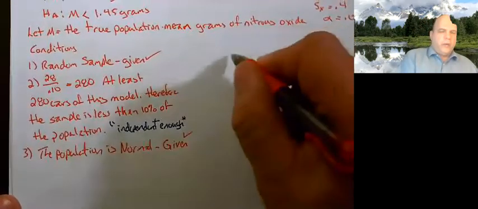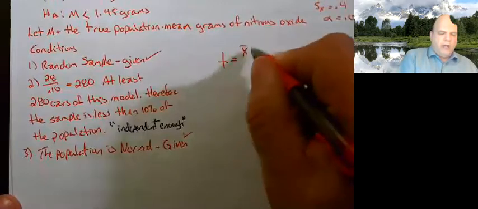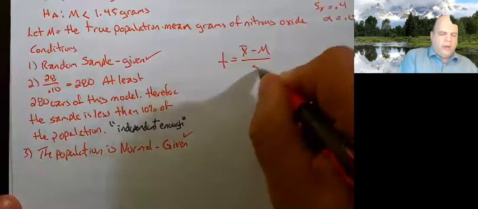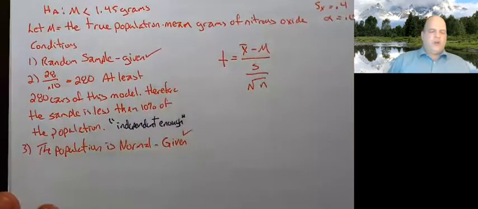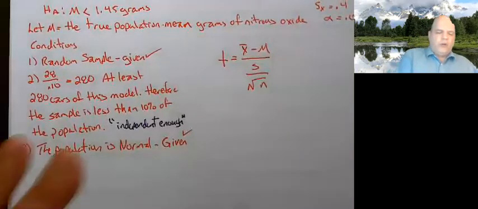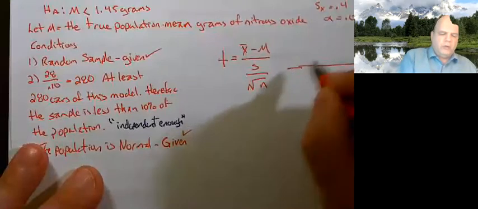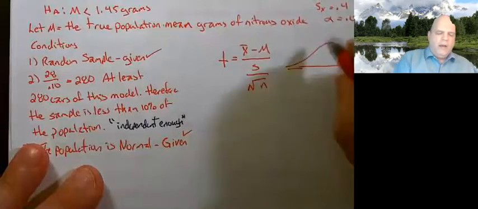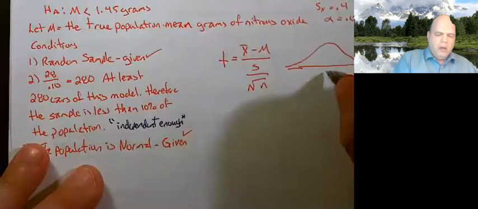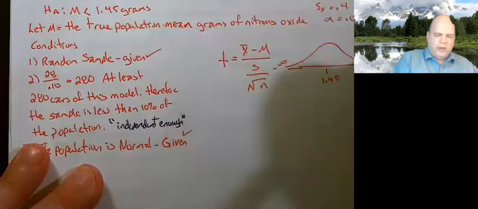Well, the equation we're going to be working with is the basic t equation, which is t equals x bar minus mu, over s divided by the square root of n. All right. And it says draw the graph. Well, the graph associated with this in this particular problem is simply this. We have a mean claim of 1.45. This is going to negative infinity. This is going to positive infinity.